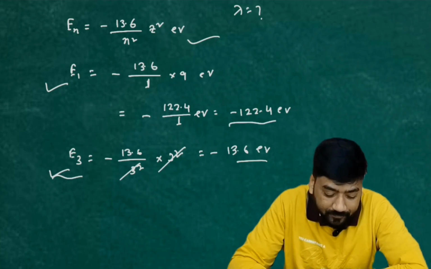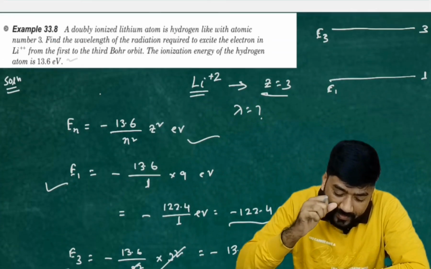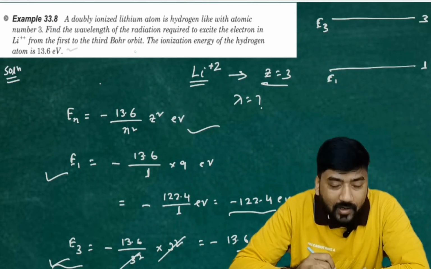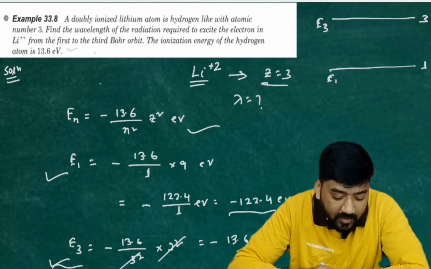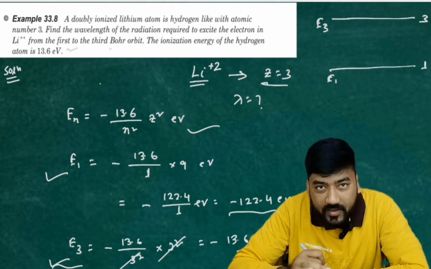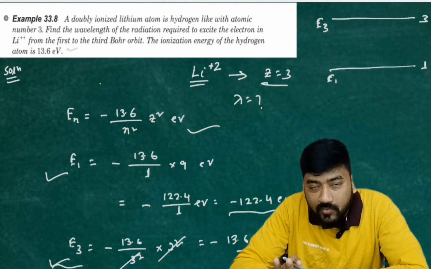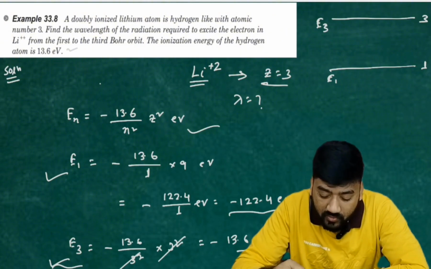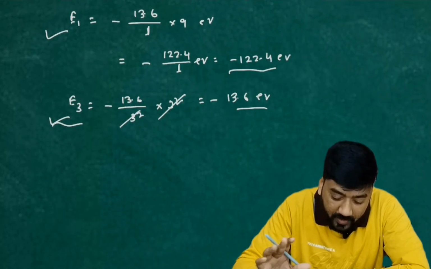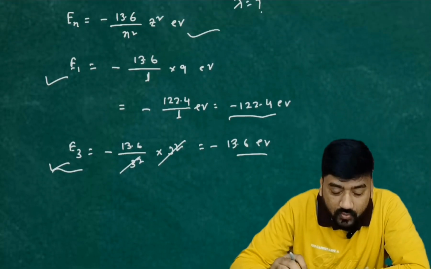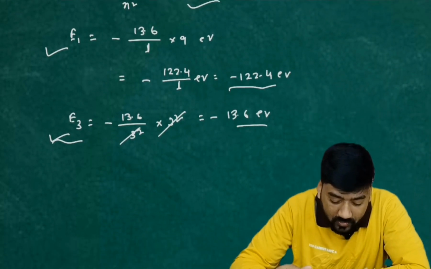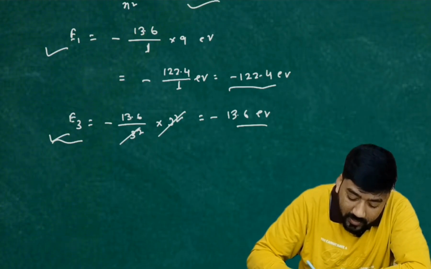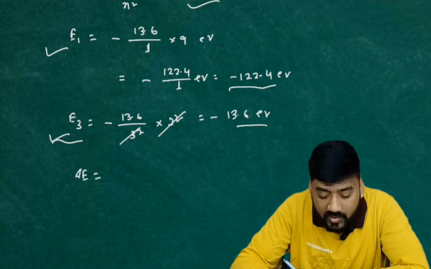Okay, E3 means the second excited state, but here it is already written as first to third orbit. Sometimes they can also say ground state to second excited state. So ground state means n = 1 and second excited state is n = 3. The first excited state is n = 2. Okay, so you have to keep these things in mind also. Sometimes you should understand the language of the problems also. Okay, so this is E1 and E3. Now what is the energy difference delta E? First you have to find out which energy is greater.